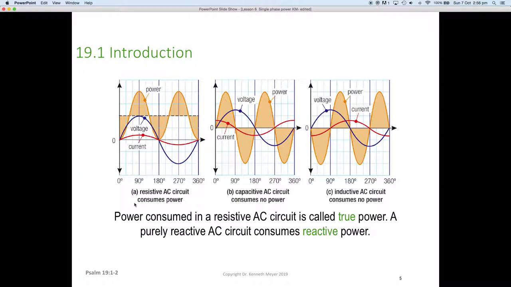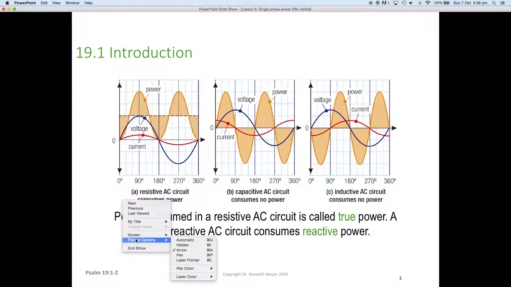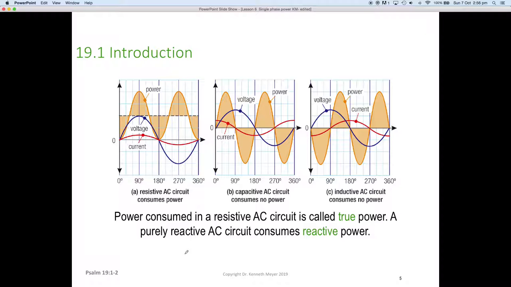So here's a little bit about an introduction to single phase power. Now, single phase power, if you can remember, power is simply the voltage multiplied by the current. So I know these diagrams may seem a little bit overwhelming to begin with, but let's just start with diagram A. This one's for resistive AC circuits, and it consumes true or real power.